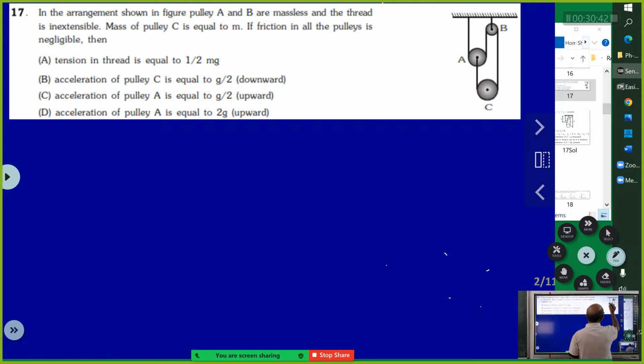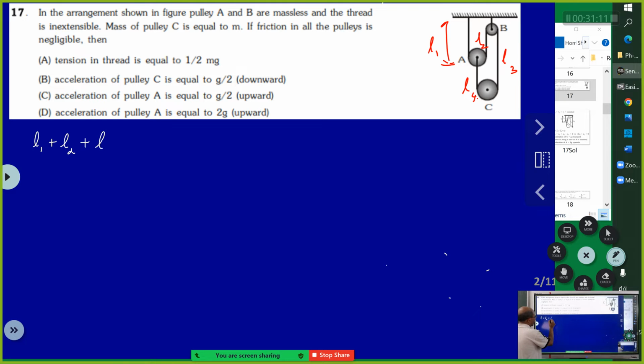So what is that lower level you have learned? From here to here, you took it as L1. You remember? This one you took as L2, this one L3, and this one L4. I hope you remember this. Then you went about writing the equations: L1 plus L2 plus L3 plus L4 is equal to a constant L. Right?